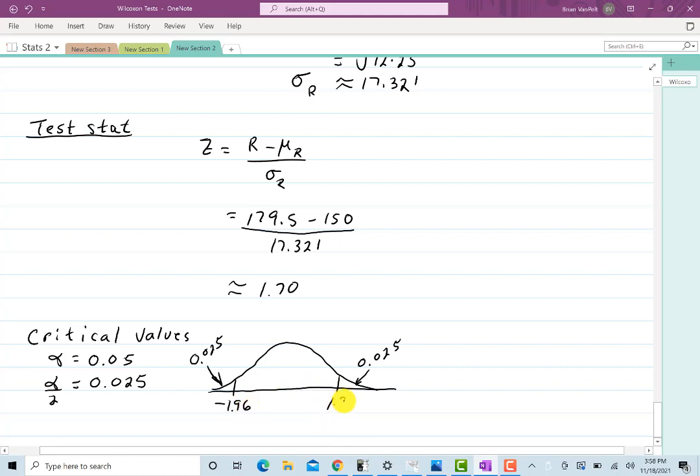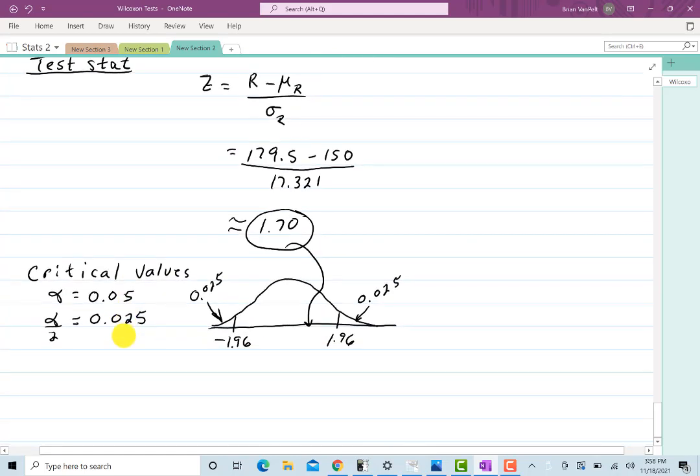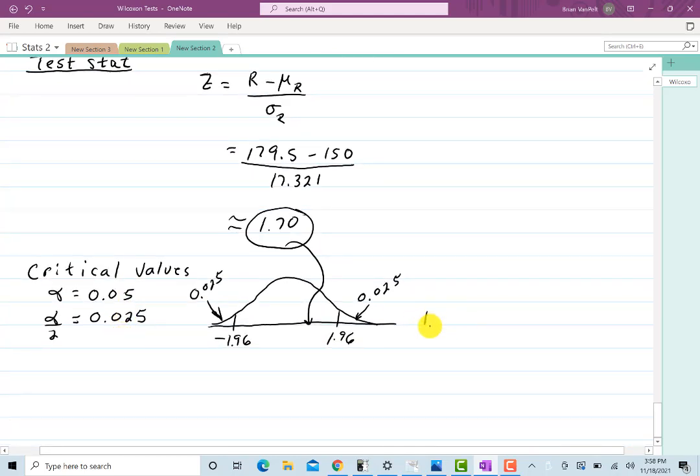That means over here I have 1.96. When I look at my test value, it's right there, and that tells us that we are not in the critical region, so do not reject H naught.